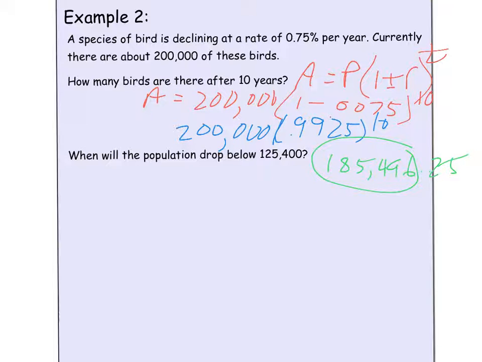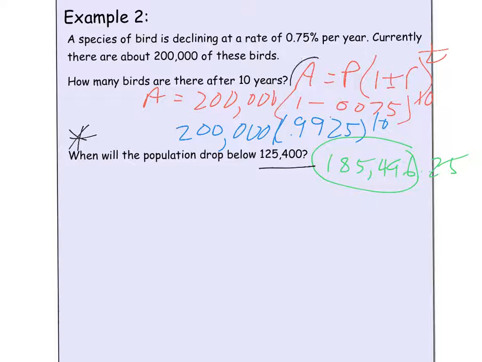That's how many birds you'd have after 10 years. So, questions on that so far? I'll take that as a no. Let's try this second one here now. Say that again? Okay. When will the population drop below, this last question here, 125,400?